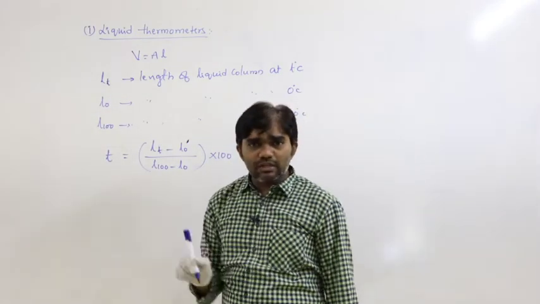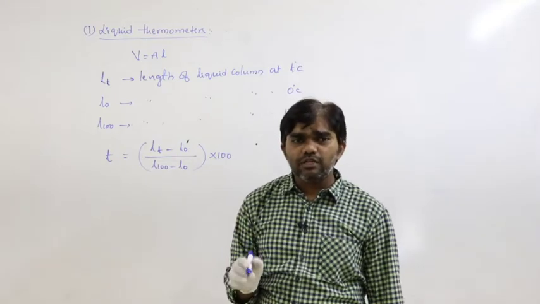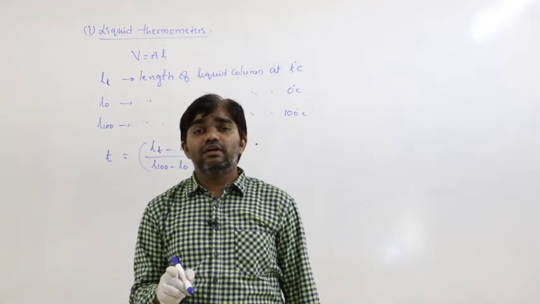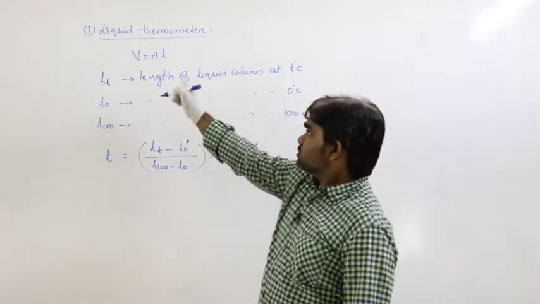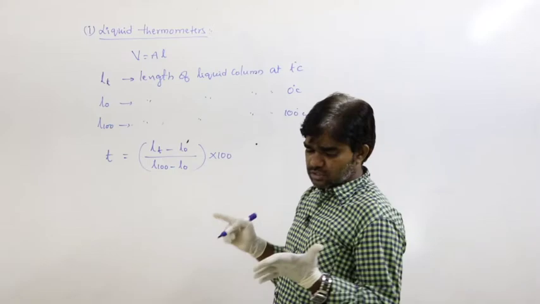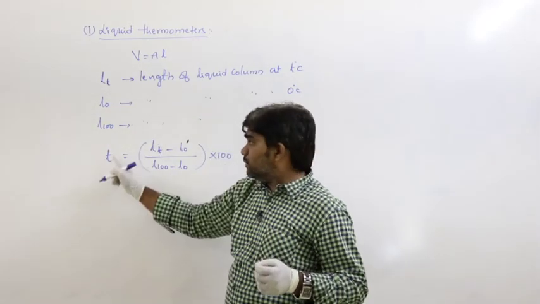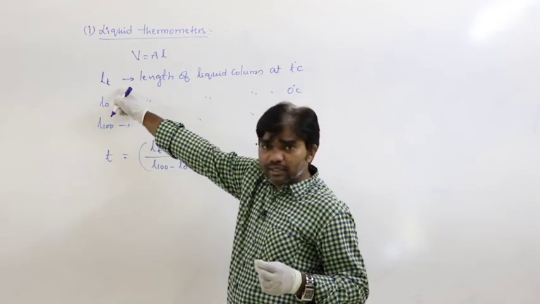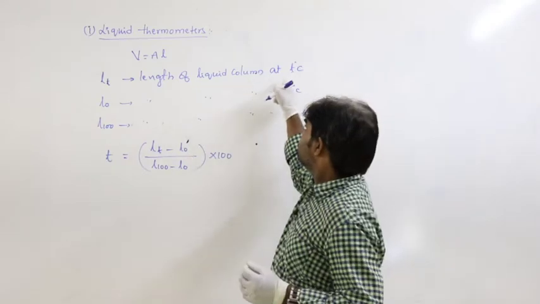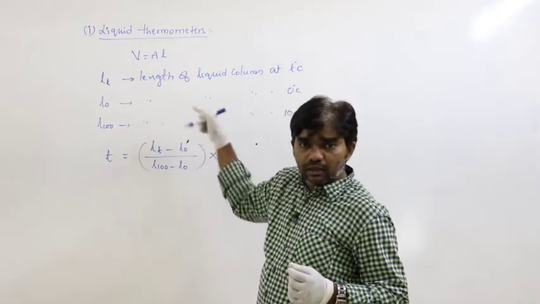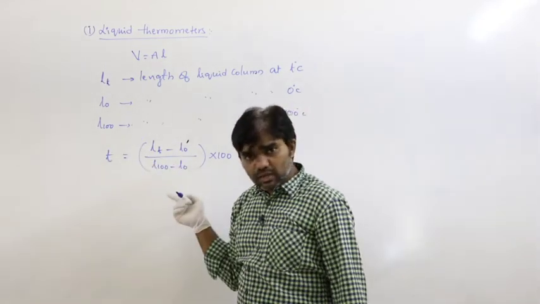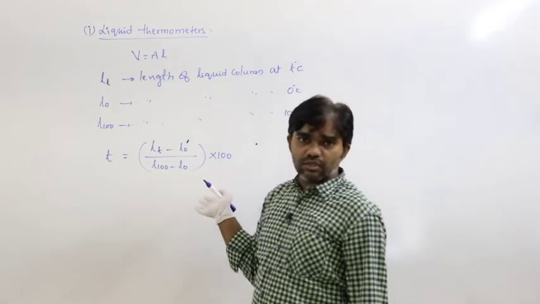In liquid thermometers, what quantity changes here? The length of the liquid column changes. With an increase in temperature, the length changes. How does the length change at different temperatures? At the temperature we have to measure, the length of the liquid column is LT. At 0 degrees Celsius, the length of the liquid column is L0. At 100 degrees Celsius, the length of the liquid column is L100. So that is the formula.